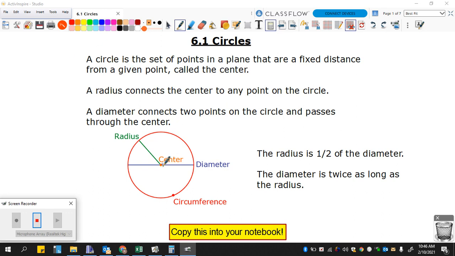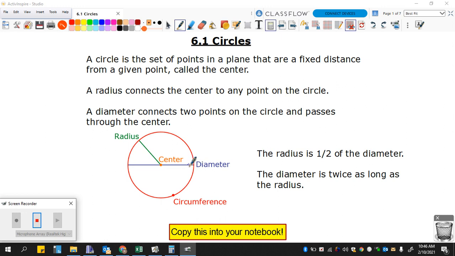Okay, so here's the center, and the outside of the circle is all different points that are connected. A radius, which is this right here, connects the center to any point. So it goes from the center to the outside of the circle. And a diameter goes from one side of the circle through the center and over to the other side of the circle. So it goes all the way across the circle, passing through the center.